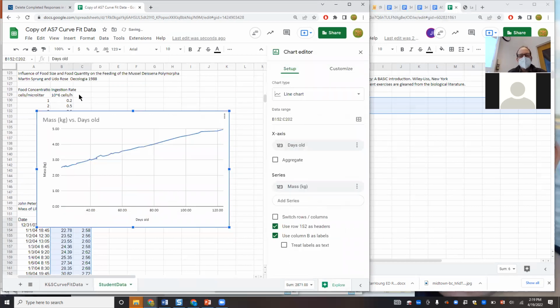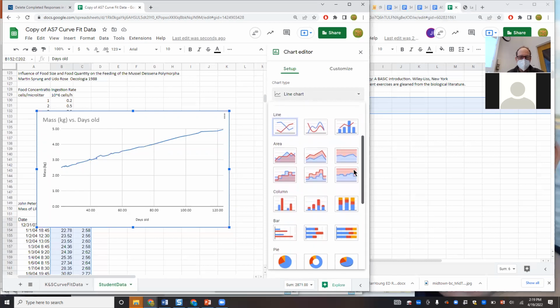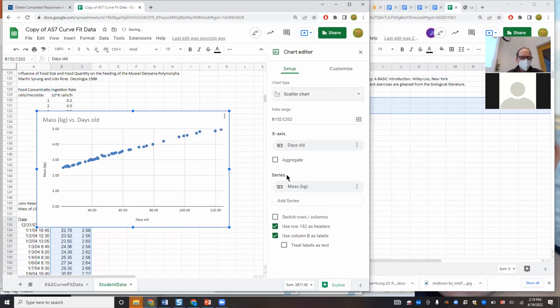When I insert the chart, it's inserting a line chart. I don't actually want a line chart. We want a scatter chart. I don't even want to talk about why we don't want a line chart, but we want a scatter chart. So under chart type, I'm going to click on that and scroll down to something that just gives me the individual points. It's not connecting the points. So I'm going to click on this scatter plot here. And that's showing me each actual data point that I measured.